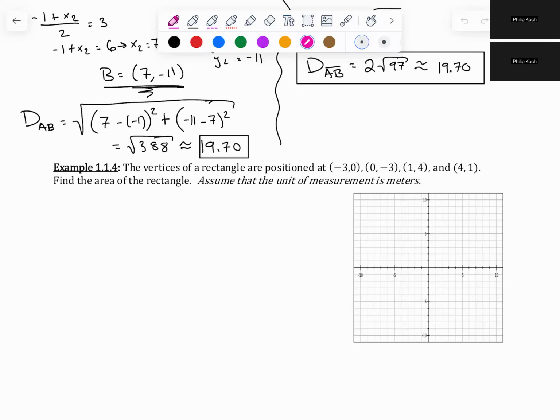So we'll pick up where we left off in 1.1 and then move on to 1.2.